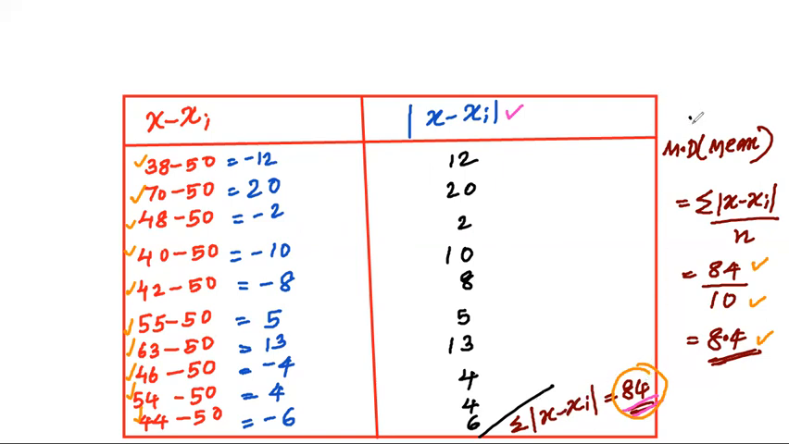Then you remember the formula for an ungrouped data. Mean deviation about the mean is equal to sigma mod xi minus x bar divided by n. So the value is 84 divided by 10 is equal to 8.4. Concept is very easy. For exam, if the same question comes, there will be only change in the given observations. Steps and formula will be the same. I hope the concept is clear for you.